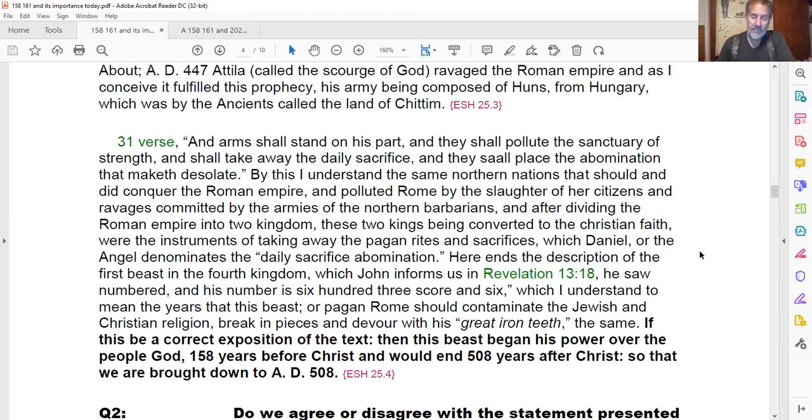Yeah, so here Miller is taking this two-horn power, not as being the United States. Right. He's dealing with it being Rome, another representation of Rome. And so we wouldn't do that. But that's one of his arguments for the 666 years. Okay. Because he's going to take counting the number. He saw numbered, and his number is 666. So he's going to take that as 666 years.